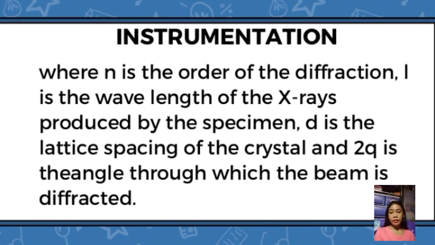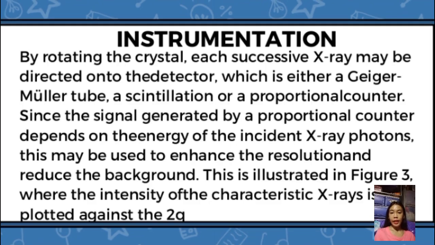as we can see in the picture, where n is the order of the diffraction and d is the lattice spacing of the crystal. And then we have analysis. By varying the angle and measuring the intensity of the resulting diffracted X-rays, one can identify and quantify the different elements represented in the specimen based on their characteristic wavelengths.